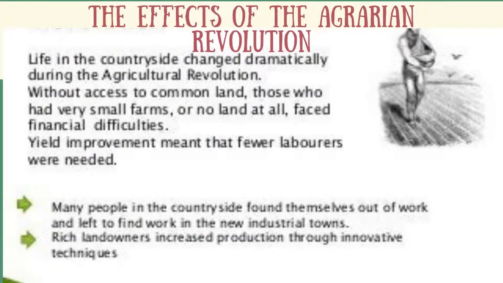The effects of the agrarian revolution were many. Life in the countryside changed dramatically. During the agricultural revolution, without access to common land, those who had very small farms or had no land at all faced financial difficulties. Yield improvement meant that fewer laborers were needed. Many people in the countryside found themselves out of work and left to find work in industrial towns. Rich landowners increased production through innovation.